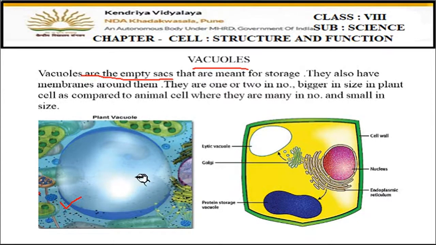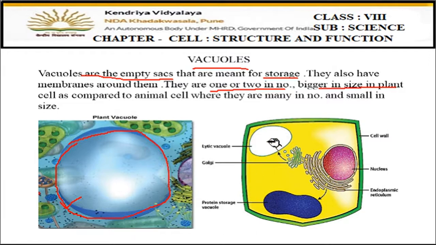And the function is to store the waste, to store the food, to store the nutrients like this. It also has a membrane. You can see here that it is surrounded by a membrane. It has its own boundary. They are one or two in number and bigger in size in plant cells, right? So in plant cells they are very big in size and one or two vacuoles are present, but in animals they are many in number but the size is very small.